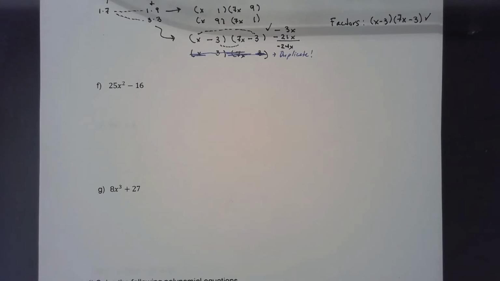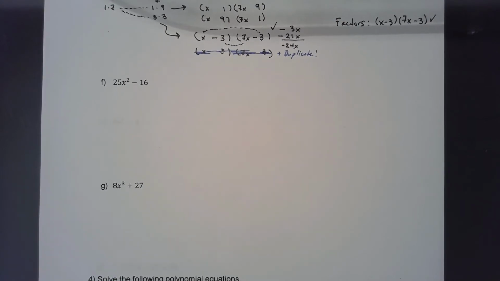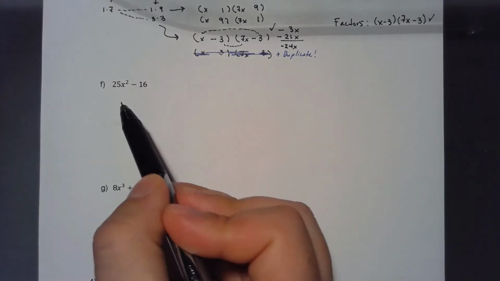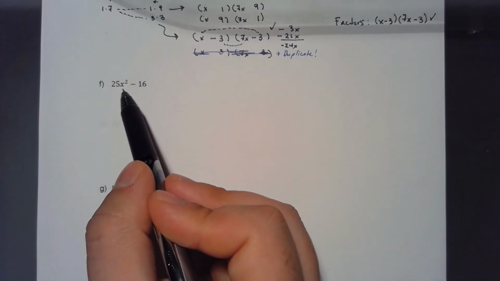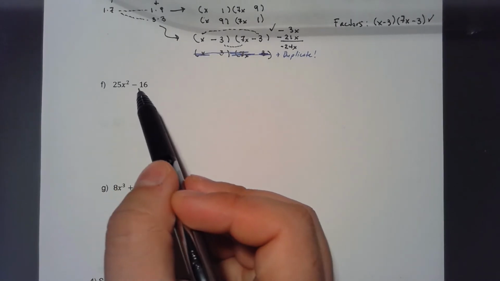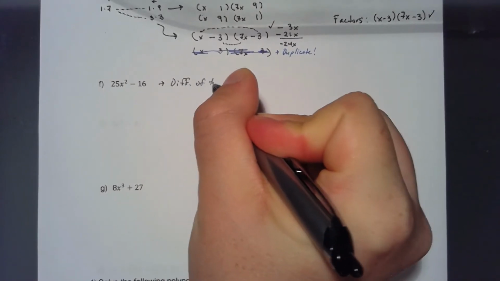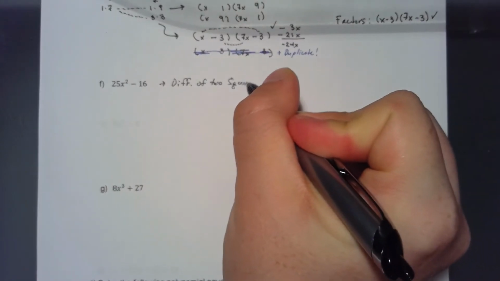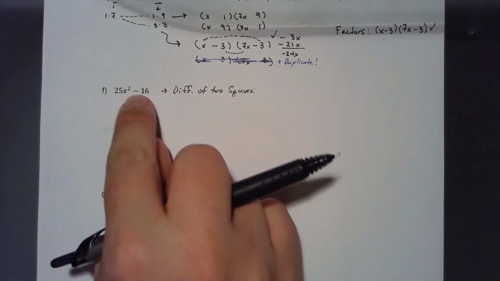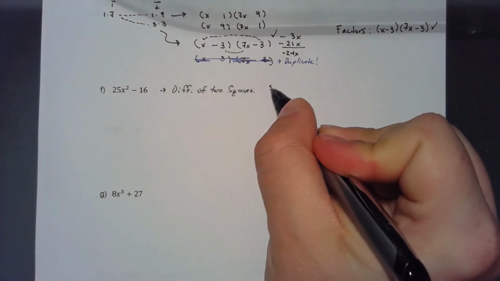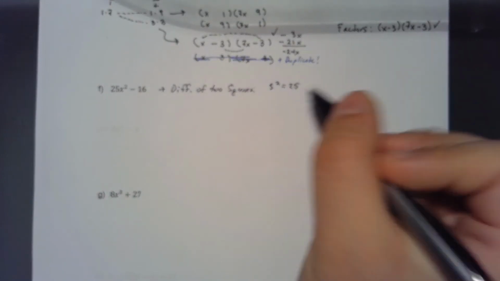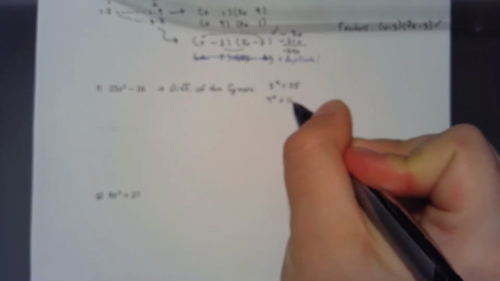All right, letter F. There is no GCF between 25 and 16. Now this is a difference, and it's a binomial. It's pretty obvious that x is squared here, so you're probably thinking this is a difference of squares, and it is. We already know 25 and 16 are perfect squares: 5 squared is 25, and 4 squared is 16.